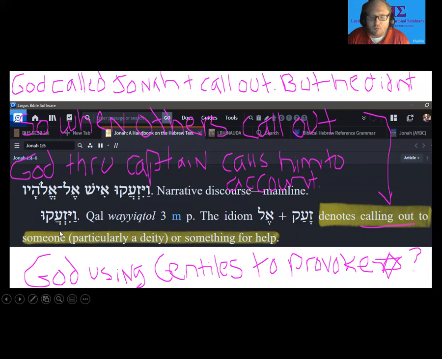And so, I wondered if this is related to God using Gentiles to provoke the Israelite to jealousy, because Jonah is being unfaithful. And so God uses other things as well as the Gentiles to provoke Jonah, in the sense of remembering his identity, remembering his calling, which has a whole lot of eschatological implications.